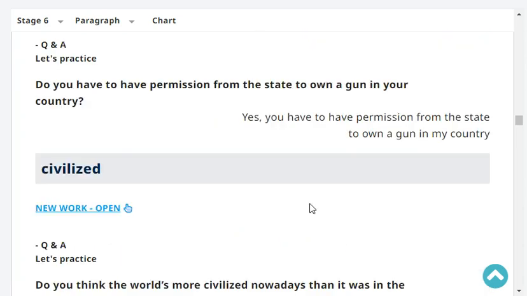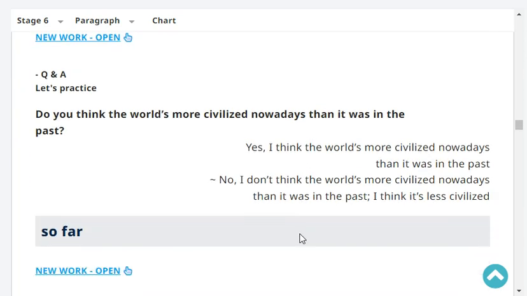Do you have to have permission from the state to own a gun in your country? Yes, you have to have permission from the state to own a gun in my country. Very good. Do you think the world's more civilized nowadays than it was in the past? Yes or no? Yes, I think the world's more civilized nowadays than it was in the past.